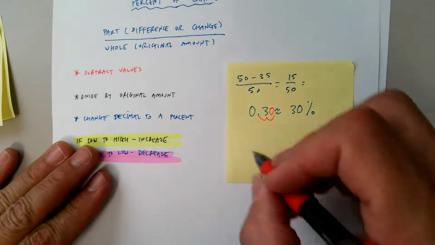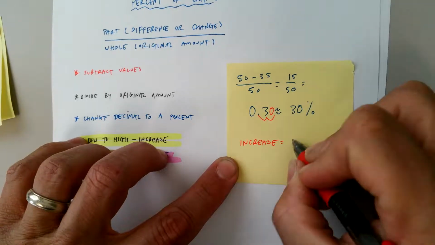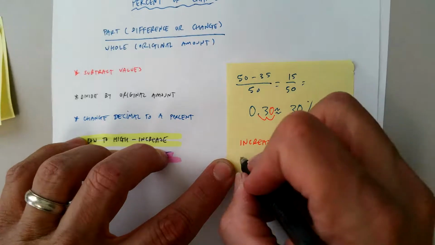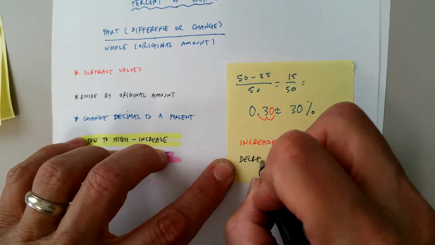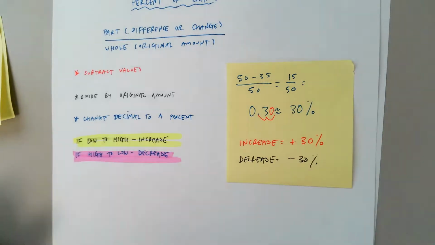Now in your GoFormatives, if it's an increase, you are going to put a plus in front of the number. If it's a decrease, you're going to put a minus in front of the number. And that's how you would answer those questions today.